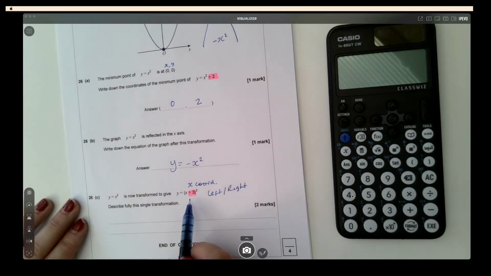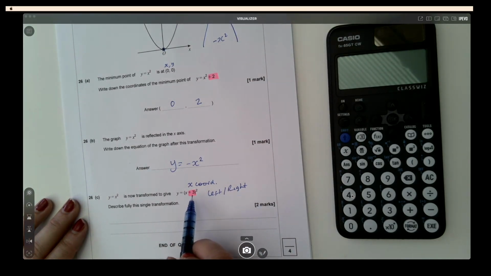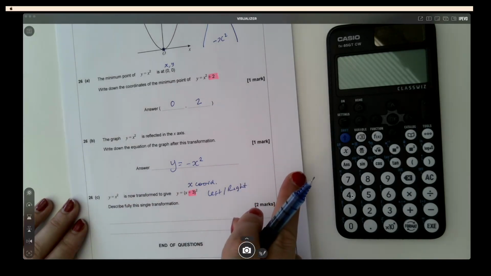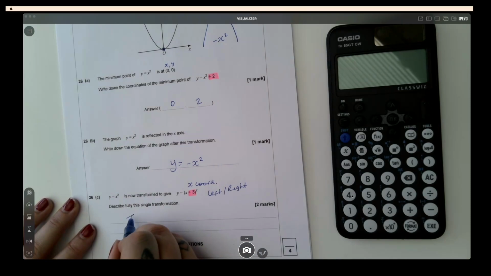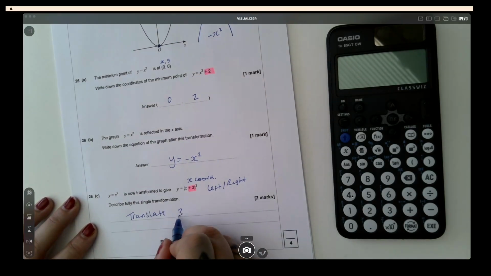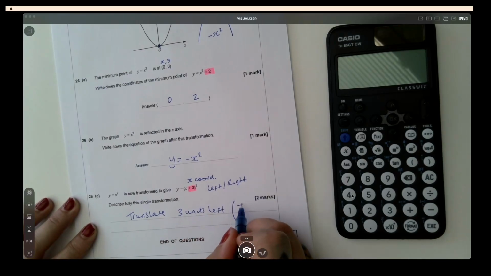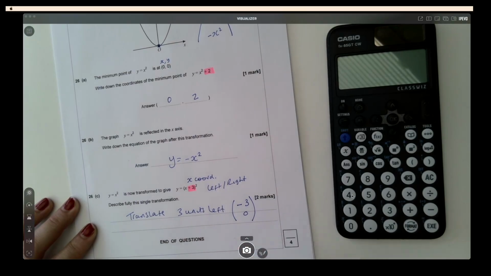What we have to remember is that when we're dealing with inside those brackets with that x coordinate, we're doing the opposite. So plus 3 doesn't mean go to the right 3 like transformations. It means do the opposite. So we're going to translate 3 units left, which would be a vector of negative 3, 0.